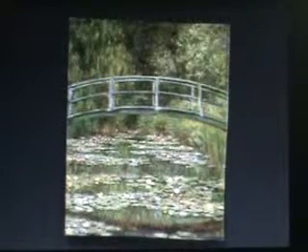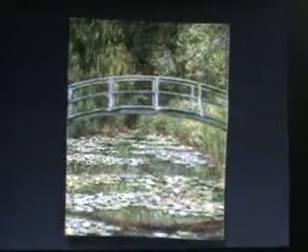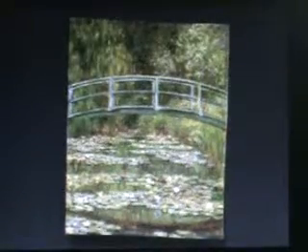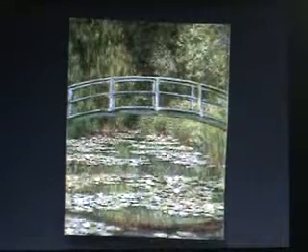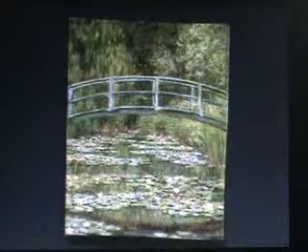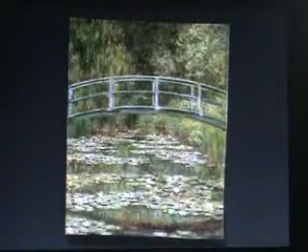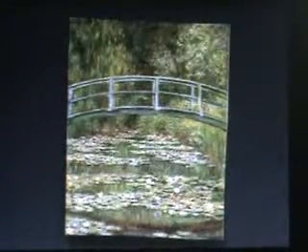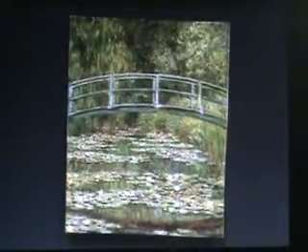Here's a landscape by Claude Monet. What kind of lines do you see in it? Yes, horizontal. And what's the feeling we associate with horizontal lines? Yes, relax. This looks like it's on a really nice, relaxing spring day.